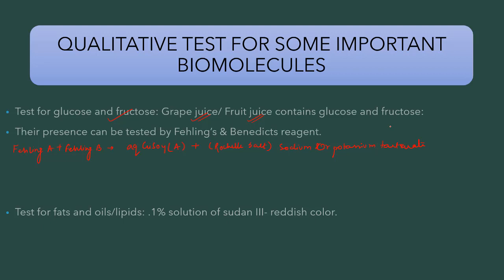Now, take 5 ml of fruit juice in a test tube, add an equal quantity of Fehling A and Fehling B, and boil the solution. A brick red precipitate of cuprous oxide indicates the presence of glucose or fructose in the fruit juice. Fructose gives a red color with Seliwanoff's reagent.